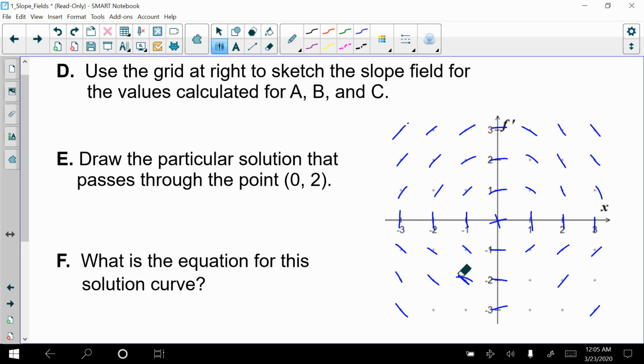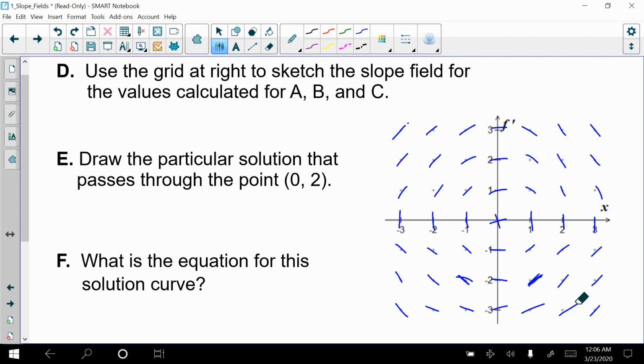Oh, that one's a little too steep. That one's not quite shallow enough. And it's going to look something like that.